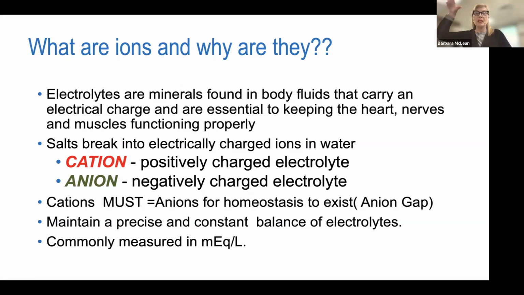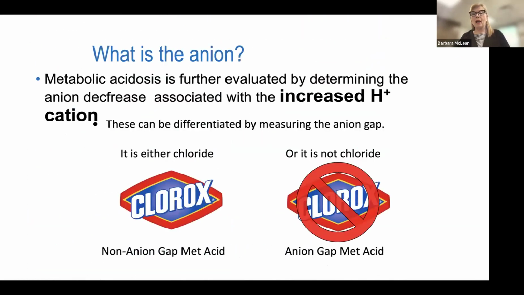Anything greater than 14 means that your negatives are down, and your negatives are down because the unseen positive hydrogen ion is up. That's what gives us our anion gap.